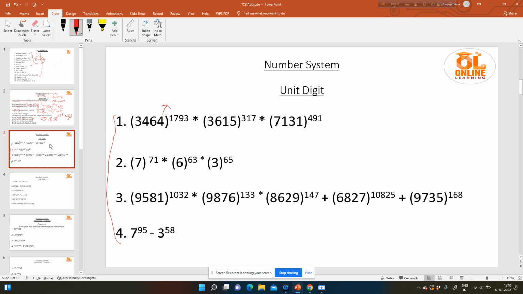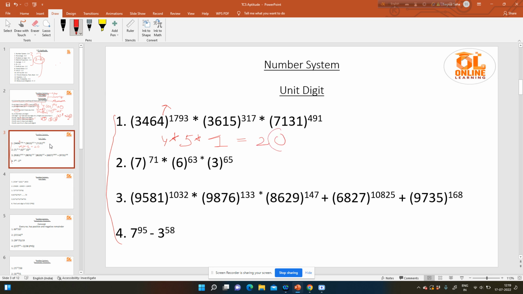So using the concept we have learned, that 4 to the power any odd number is 4, we will only write 4 here, into 5. 5 to the power any number has unit digit 5 only. So we will write 5 here. And 1 to the power any number has unit digit 1. So we will write 1. So what is the result?